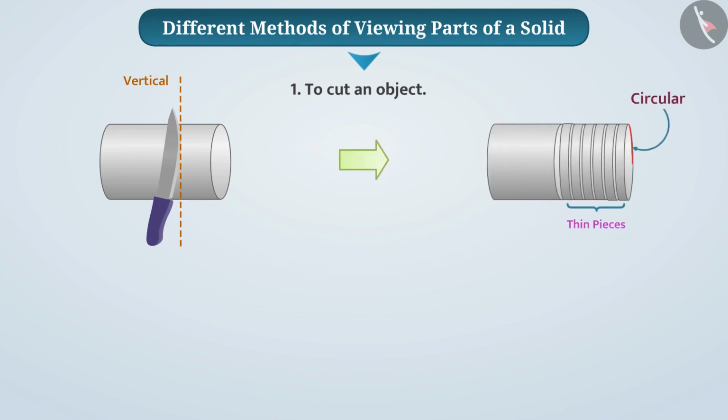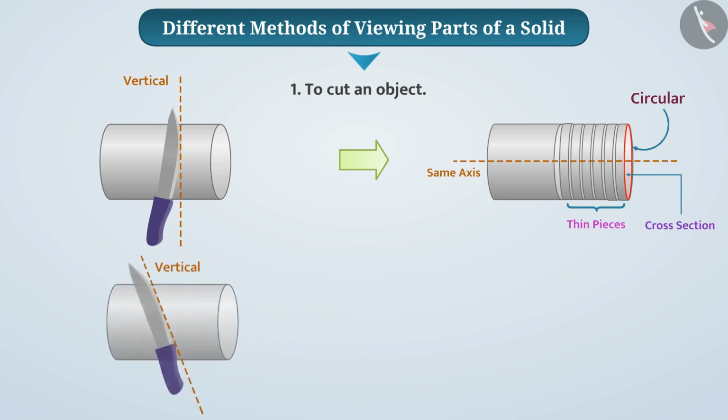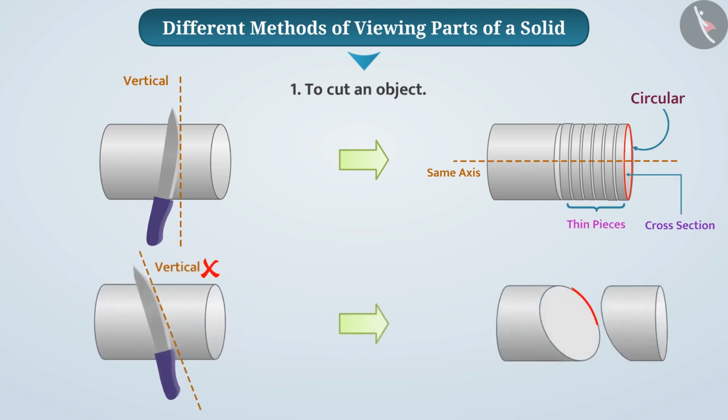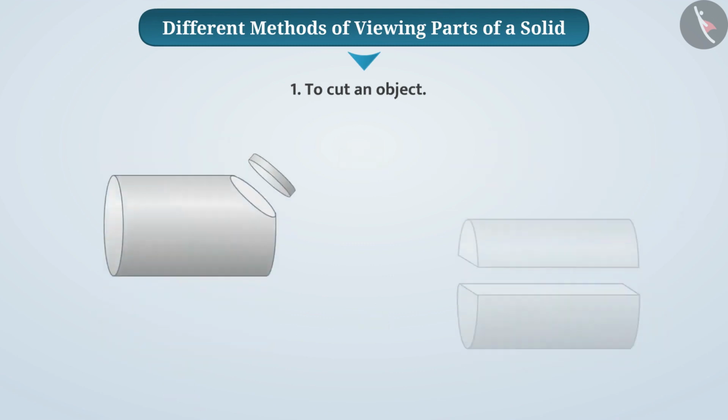Here, each piece is circular. We can say that a cylinder is made up of many circular faces that are placed on the same axis. We call this circular panel a cross-section of the cylinder. If the section is not vertical, then we will get a different size panel. You can cut different sizes and draw rough shapes of transverse cuts.